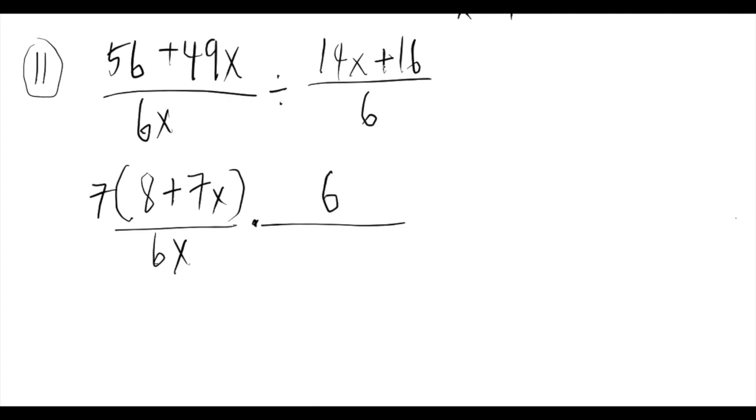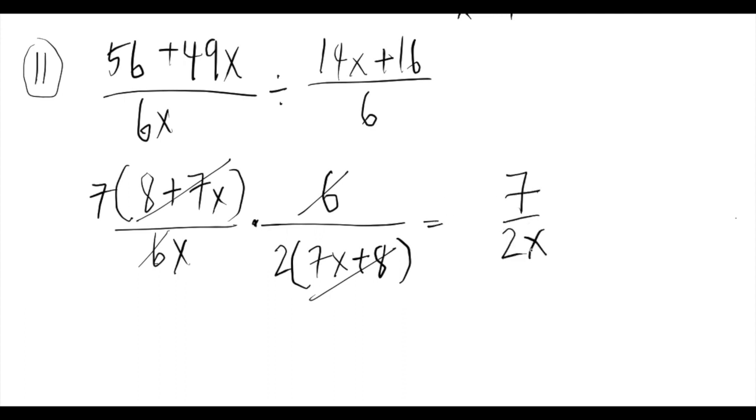So, 6 na sa taas. Common factor ng 14 and 16 is 2. So, that's going to be 7x plus 8. Okay, kung mapapansin nyo, itong 8 plus 7x is just equal to 7x plus 8. Cancel those 2. Magka-cancel yung 6. Ang may iwan sa atin is 7 over 2x.